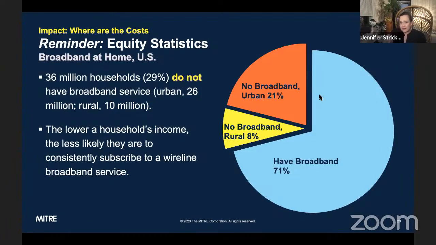And a reminder along that side of 75% have broadband. Well, it depends. There's still a lot of folks who don't. And the poorer, the lower an income, the less likely. So the people who actually really, really need it to survive may not be able to access the services.